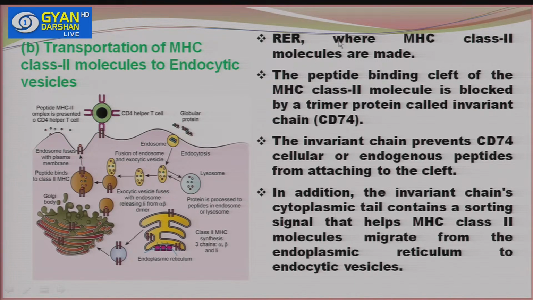So these are very important molecules, which maintain the cleft. The invariant chain CD74 prevents cellular endogenous peptides from attaching to the cleft. In addition, the invariant chain cytoplasmic tail contains the sorting signal that helps the MHC class second molecule migrate from the endoplasmic reticulum to the endocytic vesicle. So it is another very important step involved in the exogenous processing and presentation of antigens.